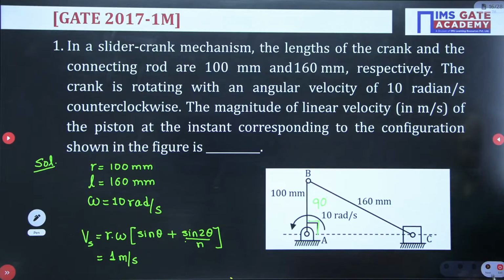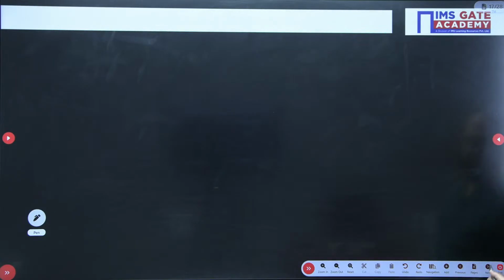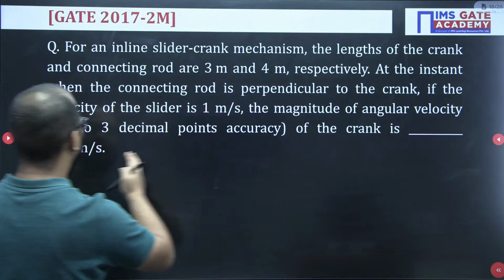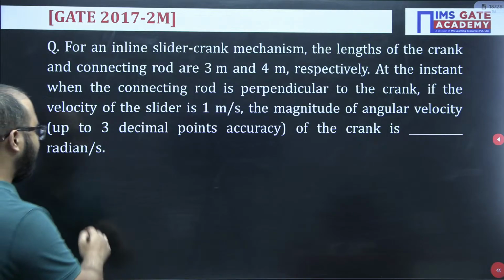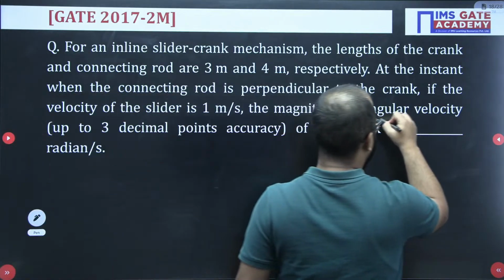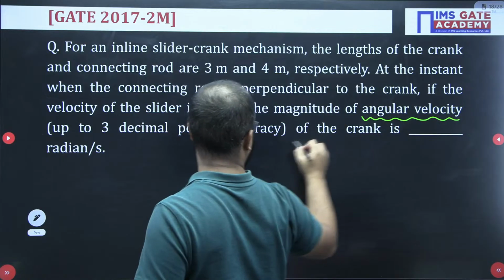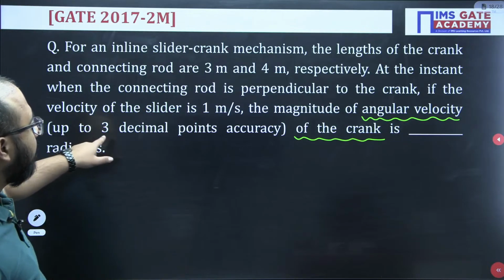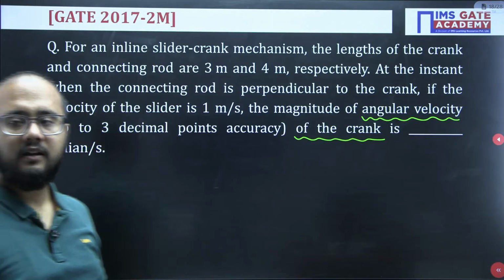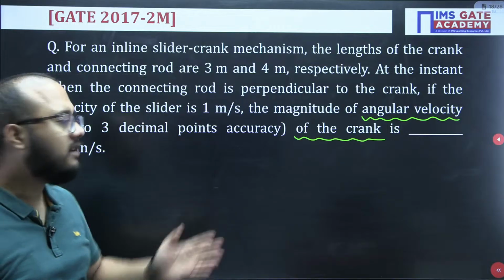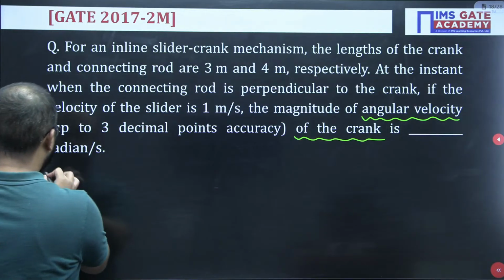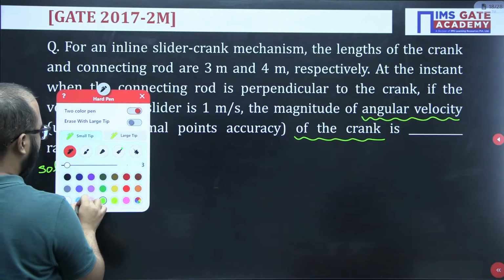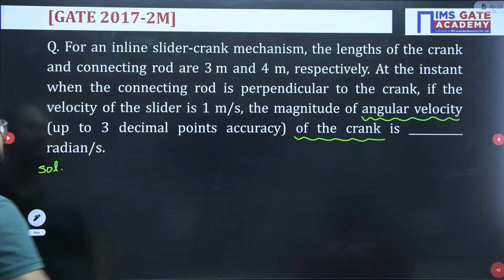Now moving to the next problem, this one. Again they are asking the magnitude of angular velocity of the crank. Now this time something different they are asking: angular velocity of the crank. But what have they given? They have given the velocity of the slider. So then omega we can calculate. Okay, let's try, everyone, and tell me your answers.